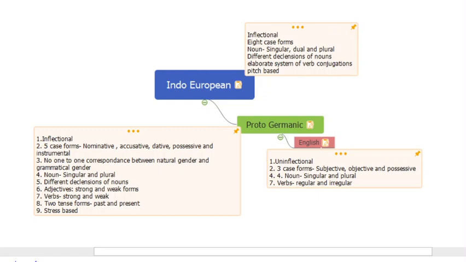The sixth characteristic of the Proto-Germanic language is that it developed two kinds of adjectives. What are they? The strong form and the weak form. The strong form was used for non-specific cases, and the weak form was used in specific cases.